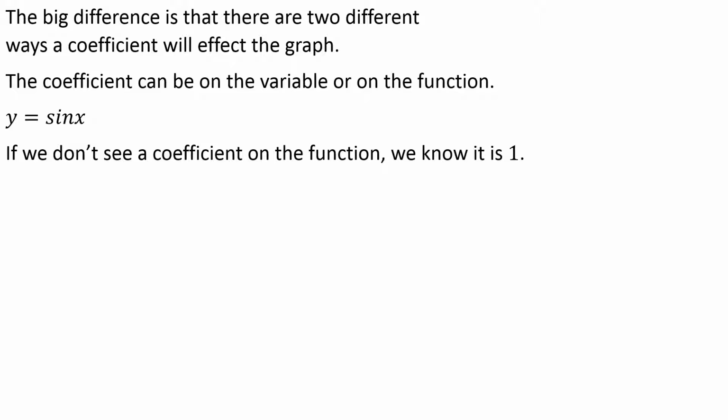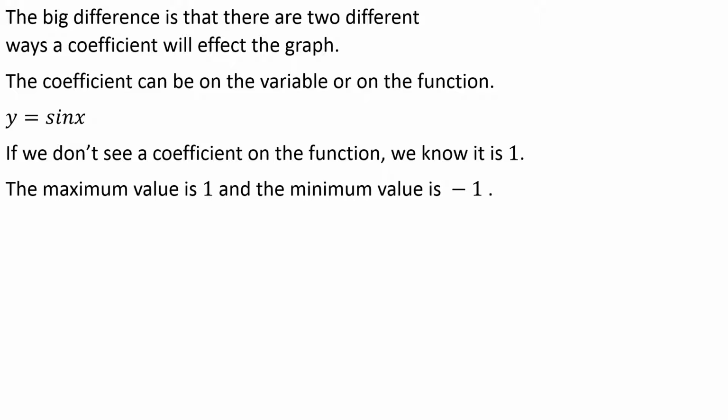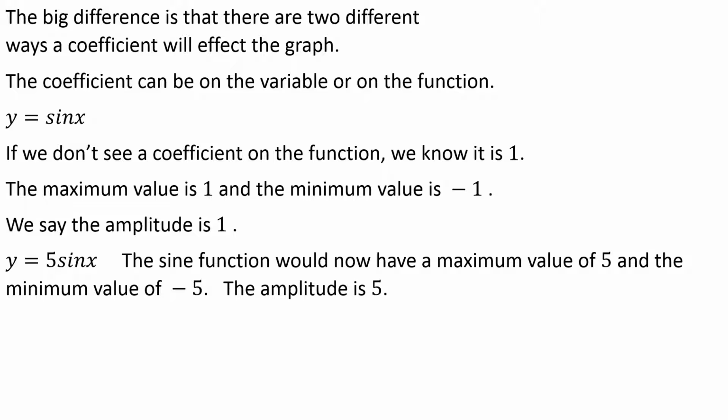So if I don't see a coefficient on the function, I know it's 1, right? That's just 1 times the sine of x. So I know the maximum value is 1. I know the minimum value is -1. I say the amplitude is 1. But what if I put a 5 in front? What if I did y equals 5 times the sine of x? Now the sine function has a maximum value of 5 and a minimum value of -5. So now we'd say the amplitude is 5.